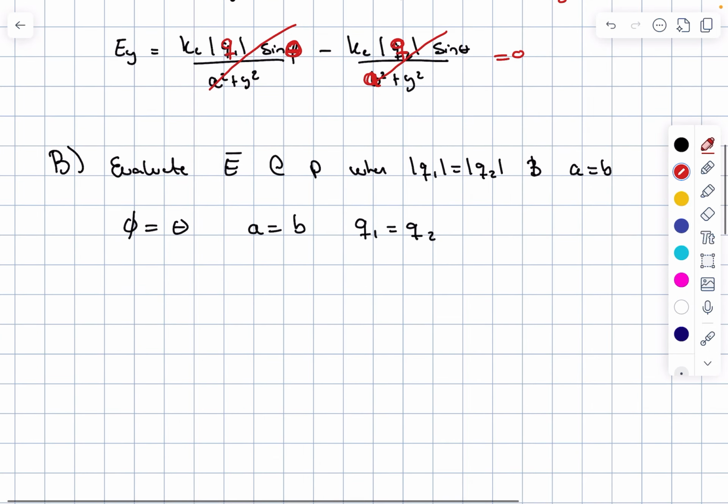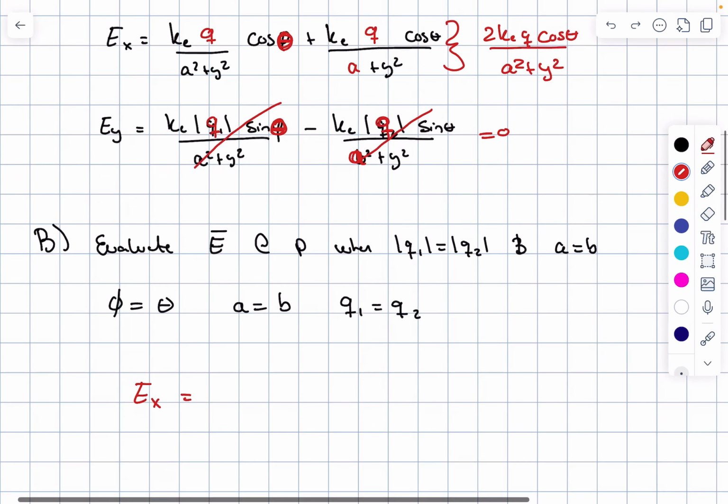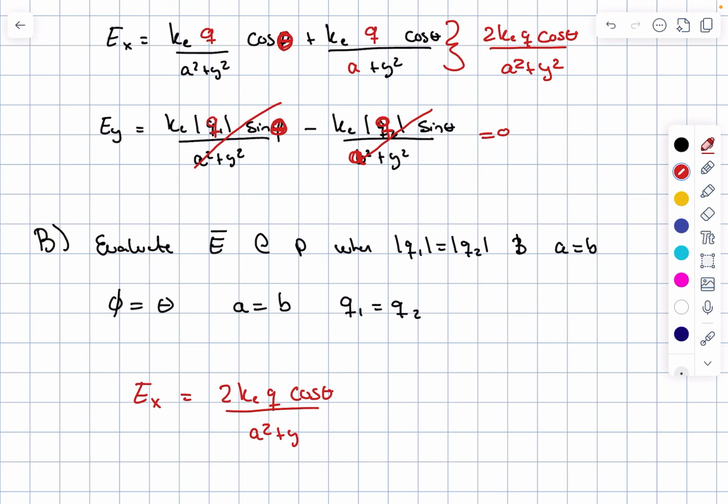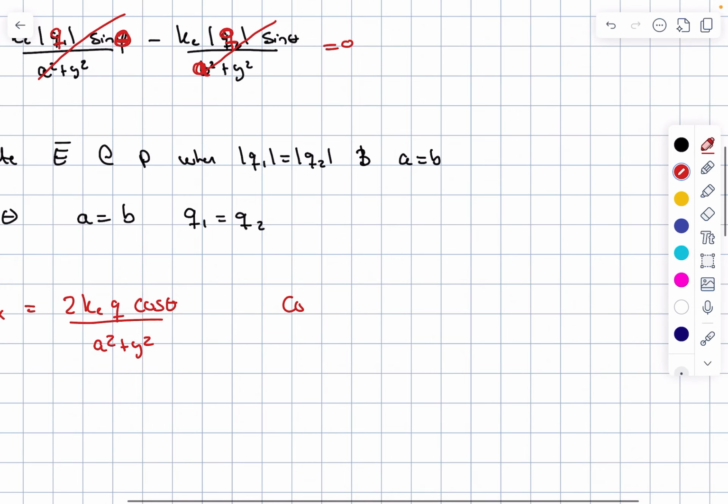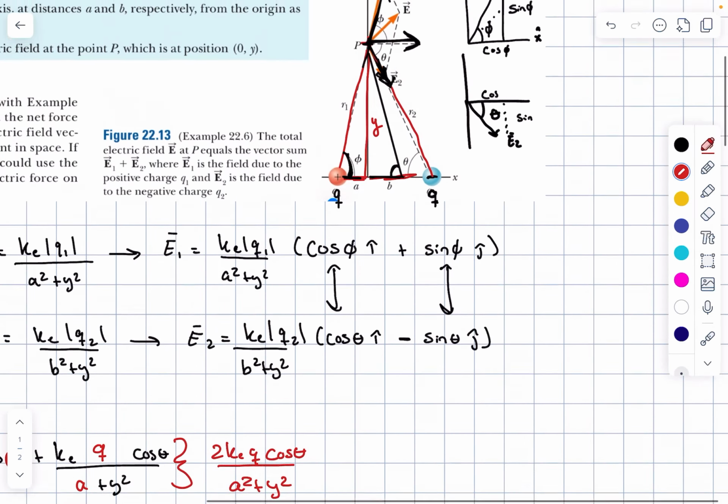So when we have this configuration, our net electric field is going to be 2 k_e Q A over, I shouldn't skip steps. It's going to be 2 k_e Q cos theta over A squared plus y squared. There's one more thing I can do. I can define what cos theta is as being A divided by R if I go back up here.